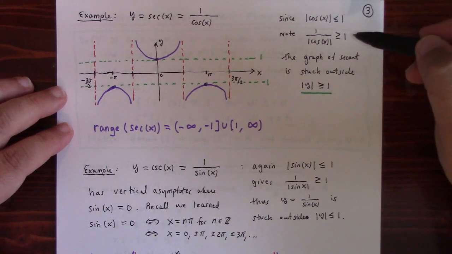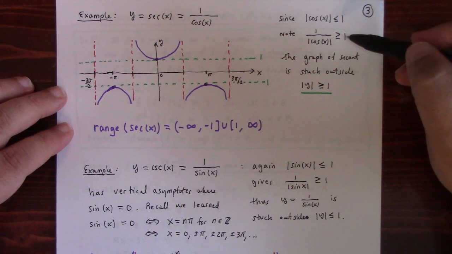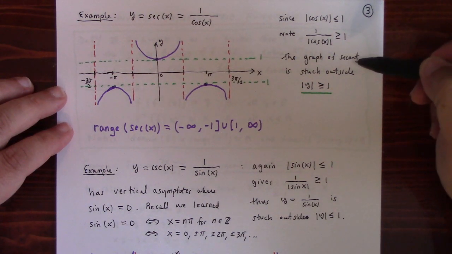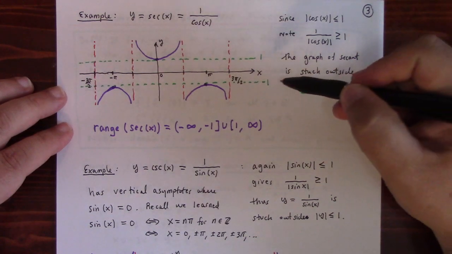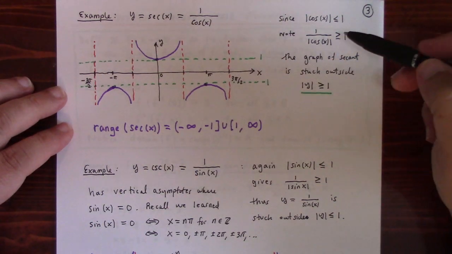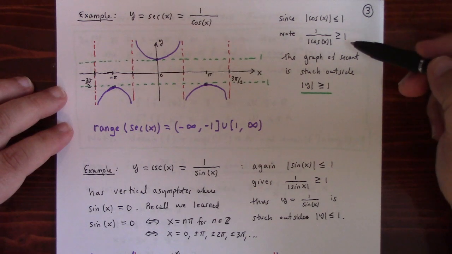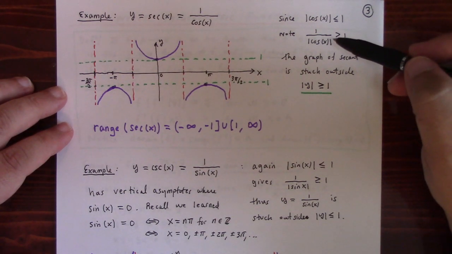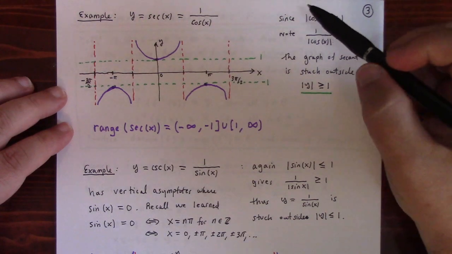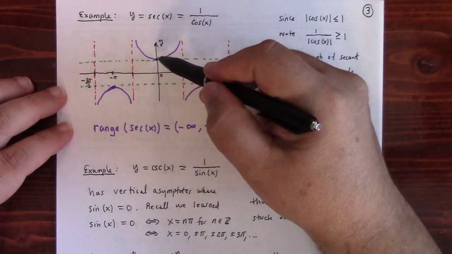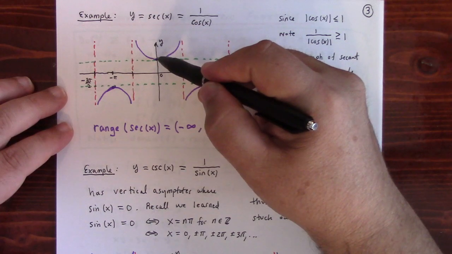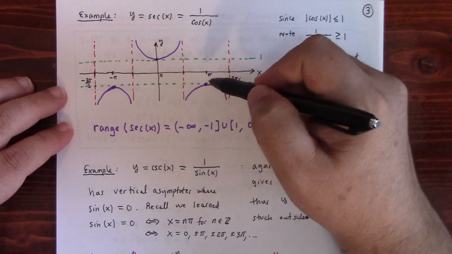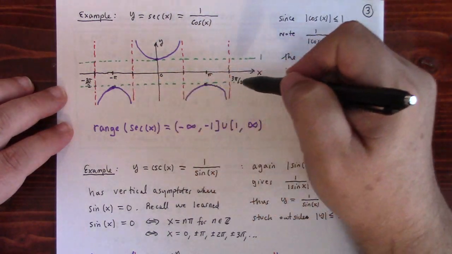So if you flip that inequality, that gives you 1 over the absolute value of cosine is greater than or equal to 1. What that means is that the graph of secant is stuck outside the band y equals plus or minus 1. The smallest that secant can be is the largest that cosine can be, essentially in magnitude. So where cosine is 1, for example, cosine of 0 is 1, is where secant's the smallest. Where cosine is minus 1 at pi or minus pi, that's where secant bumps up against y equals minus 1.